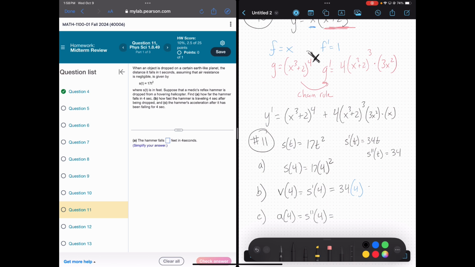So what do? It's just 34, right? Your acceleration is constant. It's always 34 no matter how much time has passed. Very nice. The big idea with this problem is just remembering that velocity is the derivative of position. Acceleration is the derivative of velocity, or the second derivative of your position. That's really the big idea with this problem.